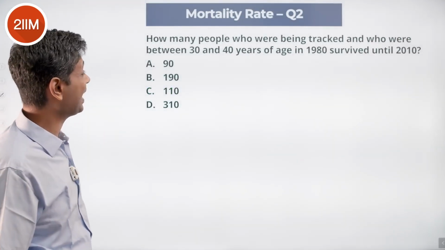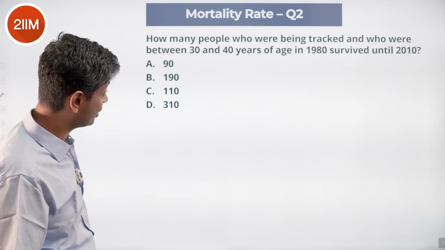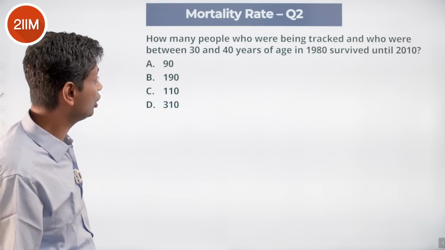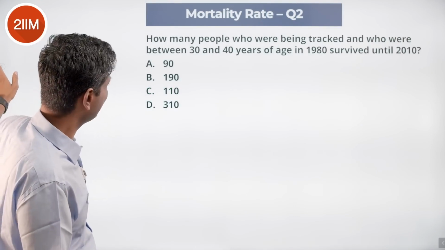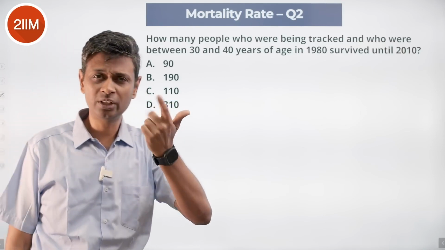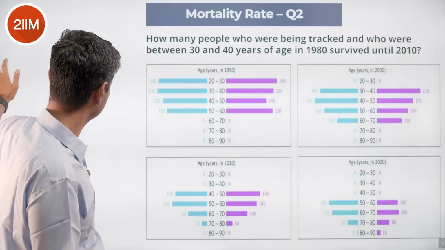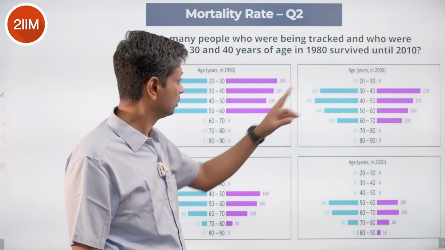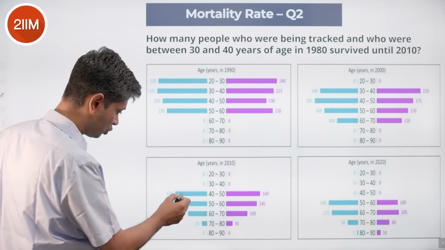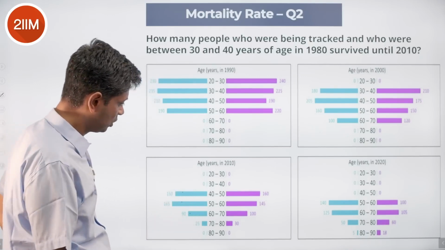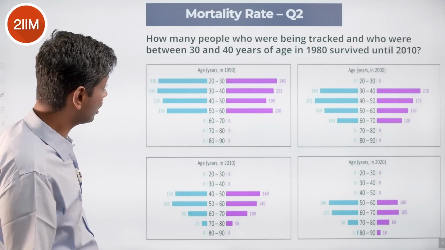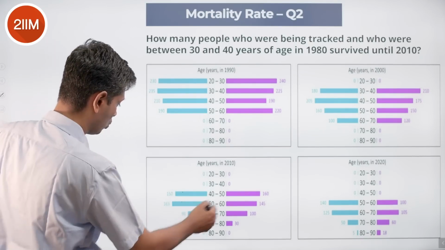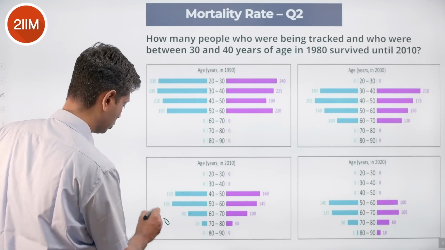How many people who were being tracked and who were between 30 and 40 years of age in 1980 survived till 2010? 1980, 10 to 20, 20 to 30, 30 to 40. That's a third bucket. And who survived till 2010? In 2010, third bucket, which is 1, 2, 3. How many were there who survived until 2010? That is 190 have survived out of 500.